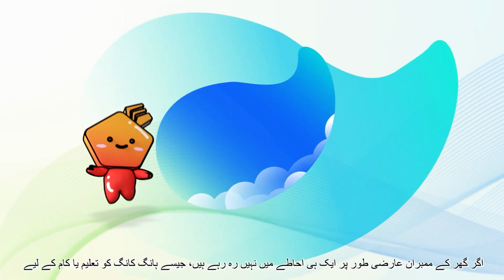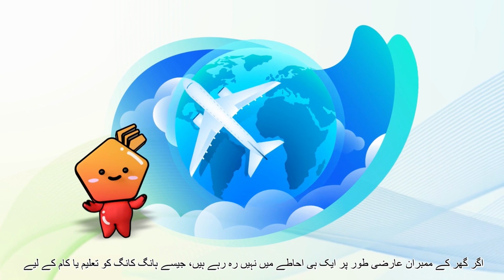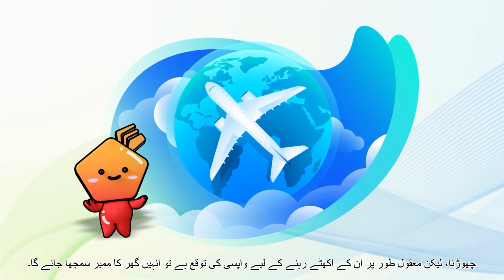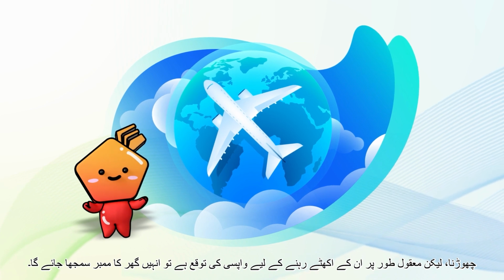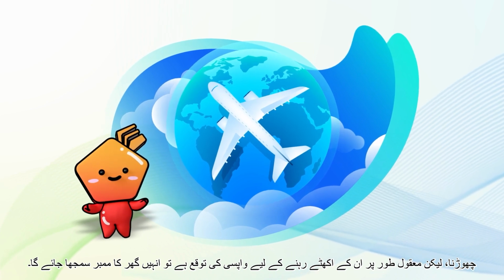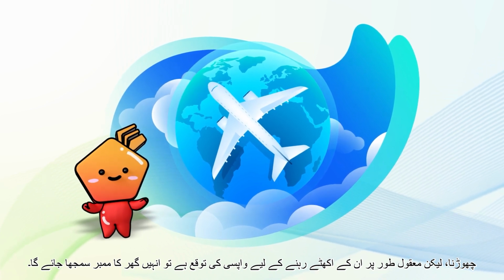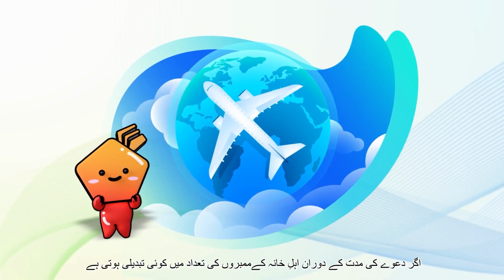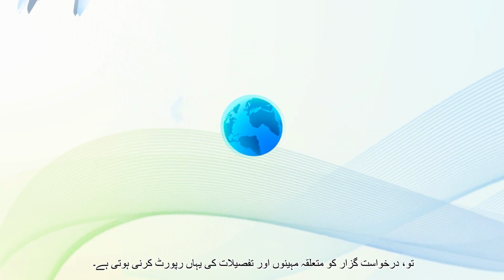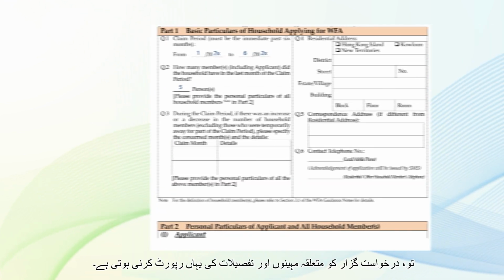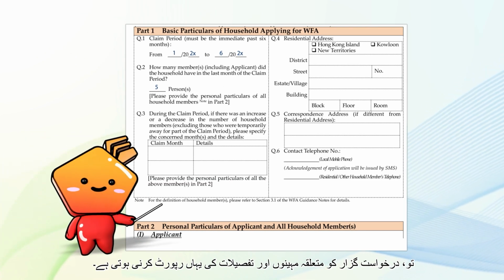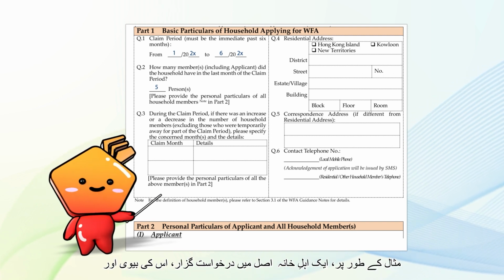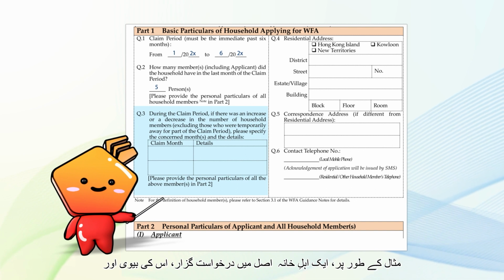If household members are temporarily not living on the same premises, such as leaving Hong Kong for study or work, but would reasonably be expected to return to live together, they would be regarded as household members. If there are any changes in the number of household members during the claim period, the applicant has to report the concerned months and details here.